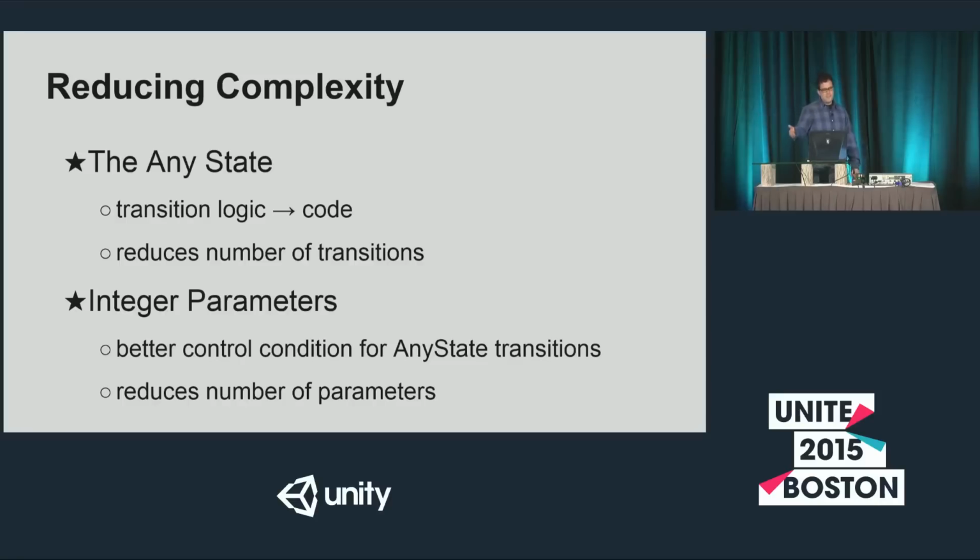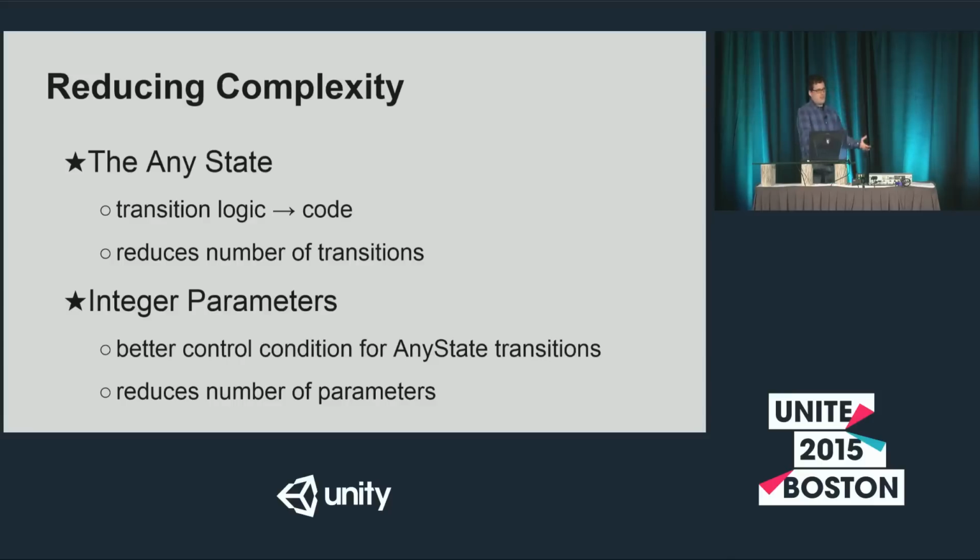Along with using the any state, integer parameters instead of bools or even triggers. I don't know if this is a bit esoteric. Triggers are like bools, except they unset themselves. So if you set a trigger to true, it will set itself to false after the transition is consumed. So if you've got like a half-second transition, you can't expect it to immediately be false. You have to wait till the transition is completed, and then it will be set to false.